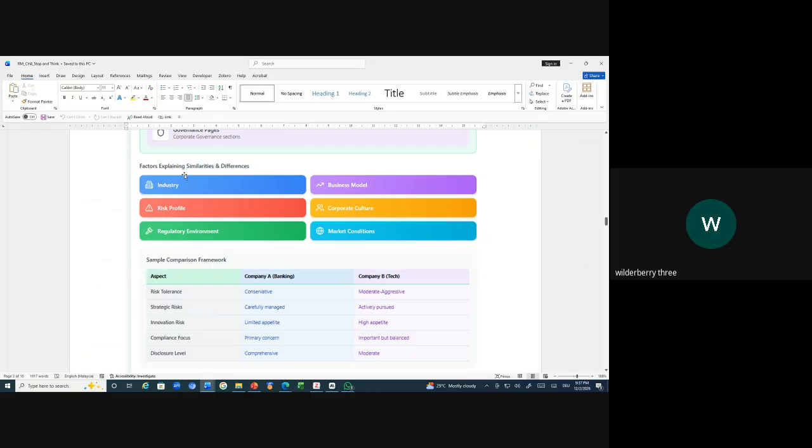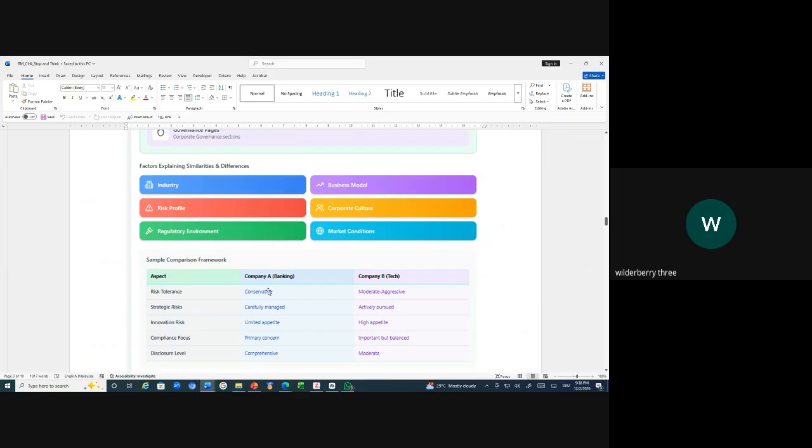Here are some similarities, just in general. I didn't do it precisely on two companies. You look into the industry. You think about what the risk profile is, what the regulatory environment is about. You also look into their business model, the corporate culture and the market conditions. That is explaining, or comparing, the factors itself. Then you make a comparison, looking at the risk tolerance.